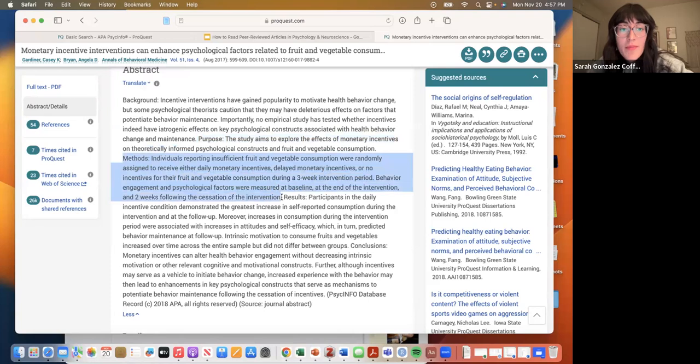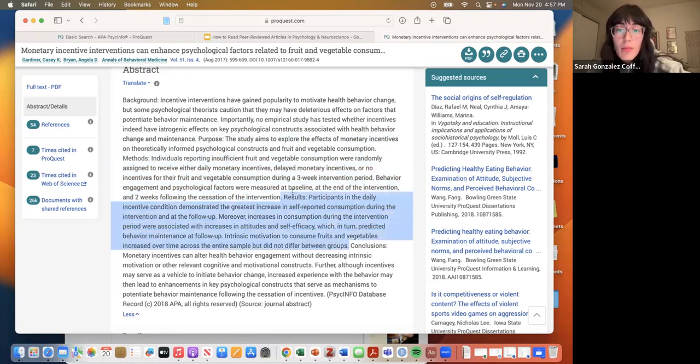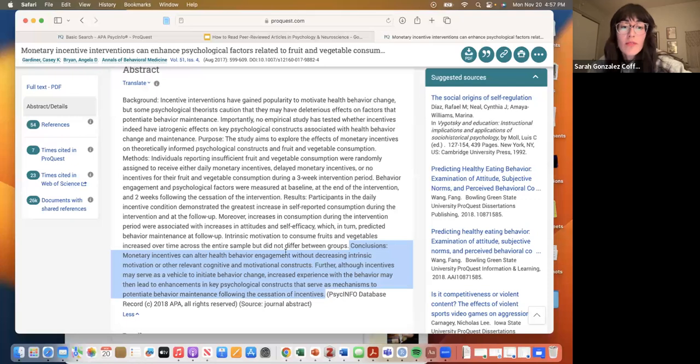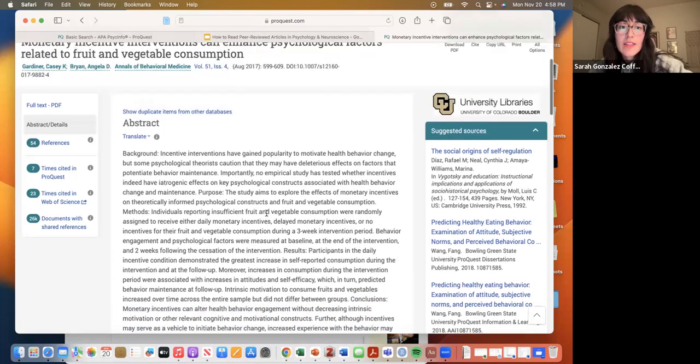The methods section gives a couple sentences about what they did, how they were randomly assigned to receive either monetary incentives, delayed incentives, or no incentives for their fruit and vegetable consumption over a 3-week period, and a little bit about the measures that they had. There's a whole section on results here that tells you a bit about what they found. And then there's a sentence or 2 on conclusion. So what does this actually mean? What does this mean for monetary incentives when it comes to increasing fruit and vegetable behavior? And ultimately, how does that fit back into the literature?